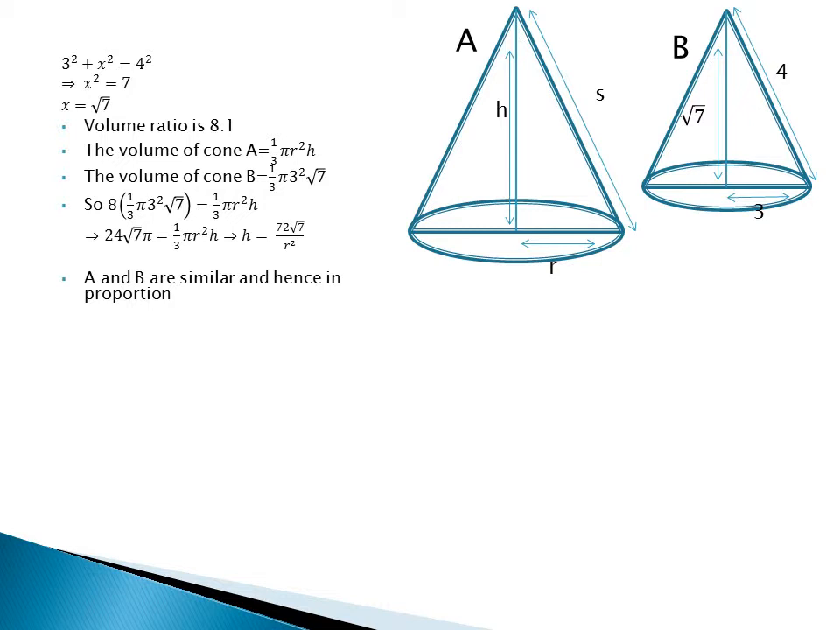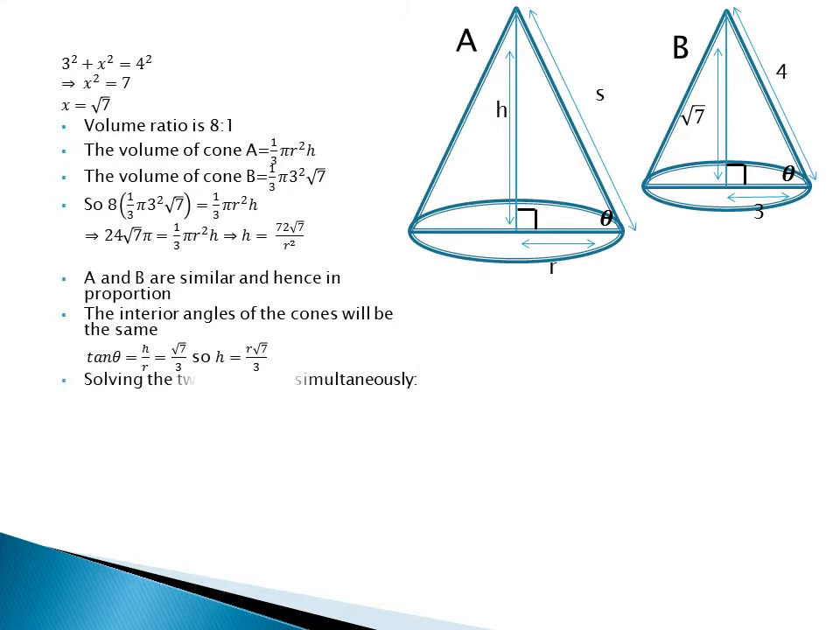And we know that A and B are similar, and this means that they're in proportion. So we can say that the interior angles of the cones will be the same. So we can put that onto the diagram. And now we can say that tan theta, using the opposite over adjacent rule, we can say that h over r equals root 7 over 3. So h equals r root 7 over 3.